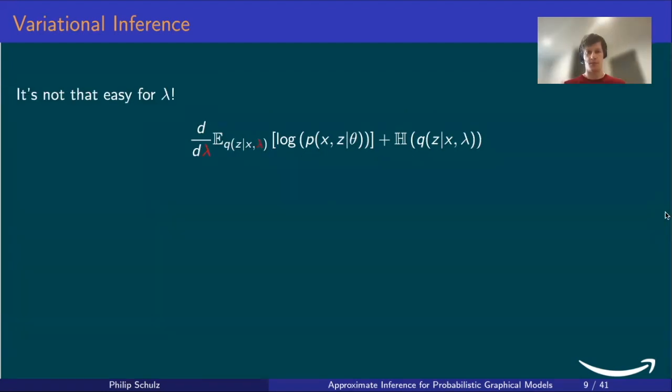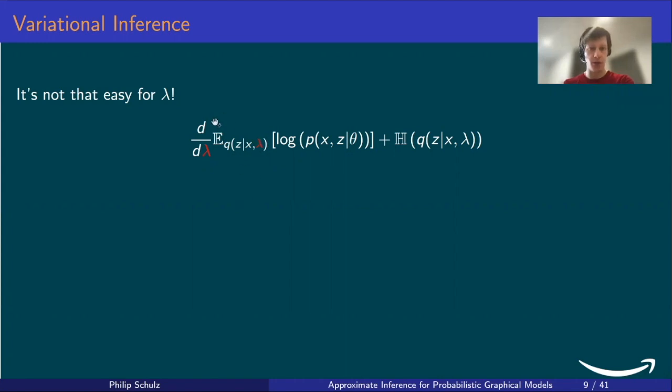Okay, so now let's look at what happens if we differentiate with respect to lambda, our variational parameters, right? So before we've been optimizing the model, now we're optimizing the variational approximation. And what you can see immediately is that when we're taking this derivative with respect to lambda, we can't just push it inside the expectation as we did with the derivative with respect to theta. And why is that? Well, the expectation itself is taken with respect to a distribution which has parameters lambda. So yeah, that won't work.